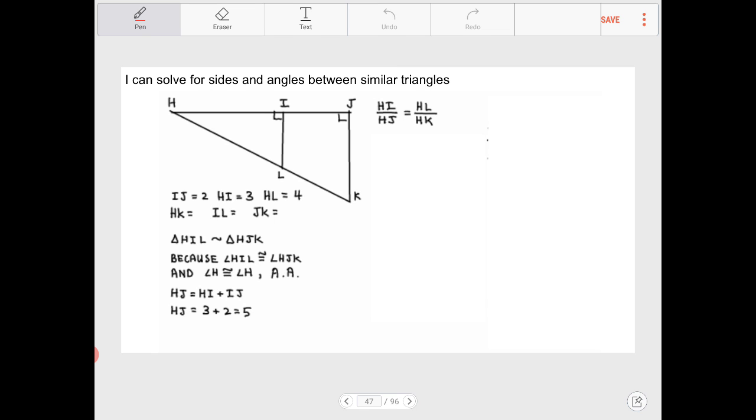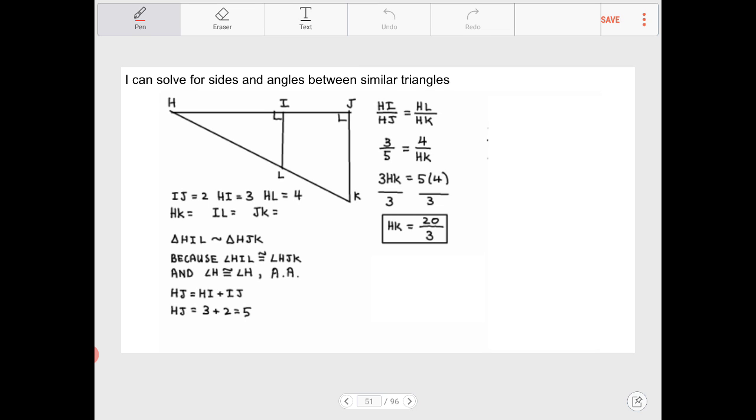HI to HJ will equal HL to HK. So I'm comparing the legs to the hypotenuse. All of this should be proportional. I need to find out what HK is, right? So let's do that. I want to substitute in all the values that I found, which is HI is 3, HJ is 5, HL is 4. That leaves me with HK. HK, as it turns out, will equal 20/3. That's the length of the hypotenuse.